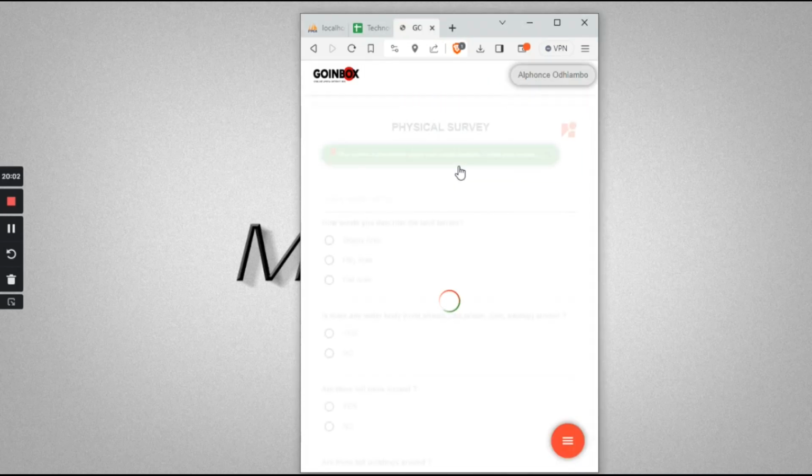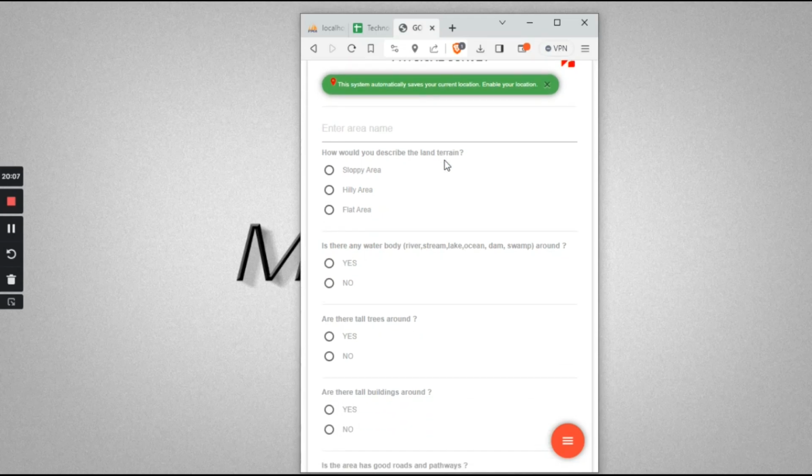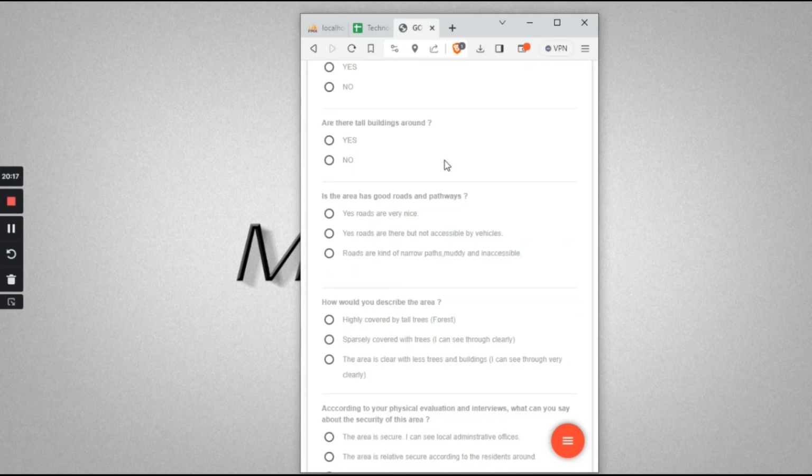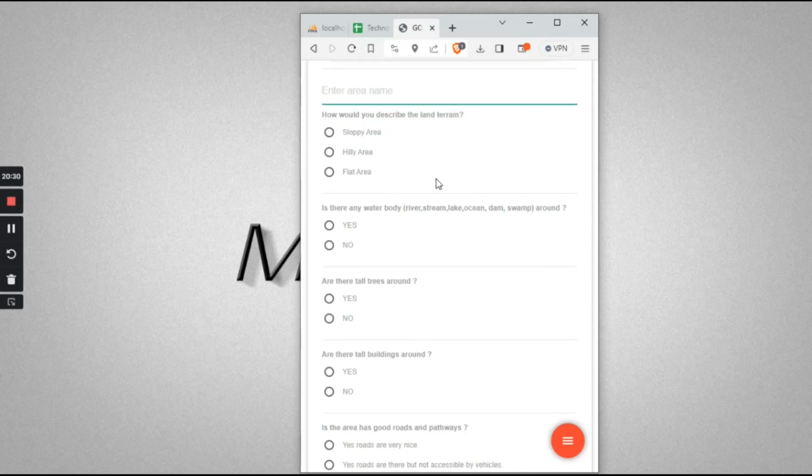So you'll be able to do a physical survey. If you click that, the system will automatically save your current location based on your evaluation and what you see and what you hear, because you also need to be there physically, so that you can mostly rely on the physical observation of the area. So first of all, you'll be entering the area that you want to survey.